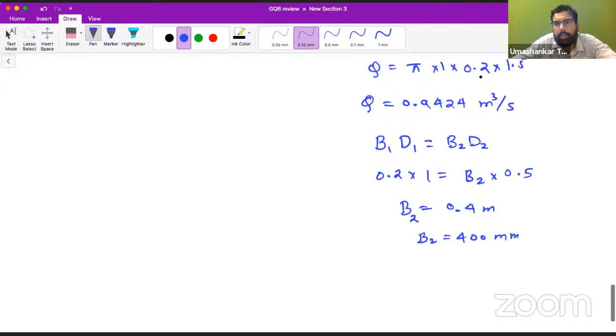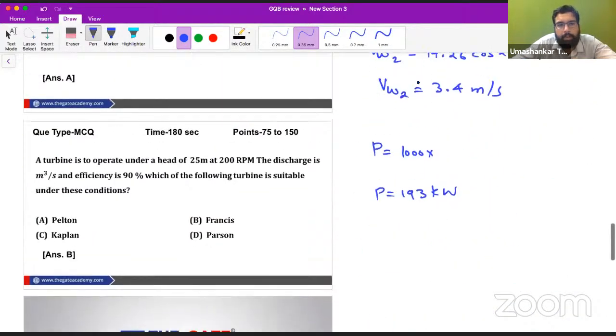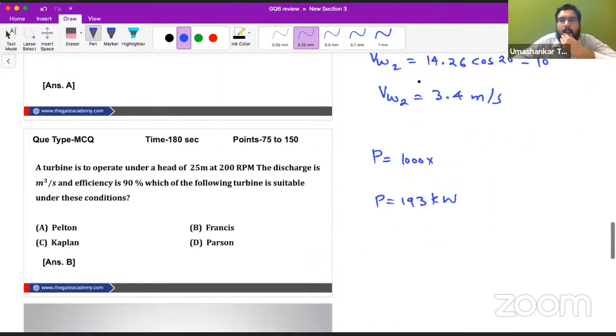Very simple question. You just have to know the formula of discharge. No velocity triangle, no power calculation, no efficiency calculation will be required. Okay, now the next question.